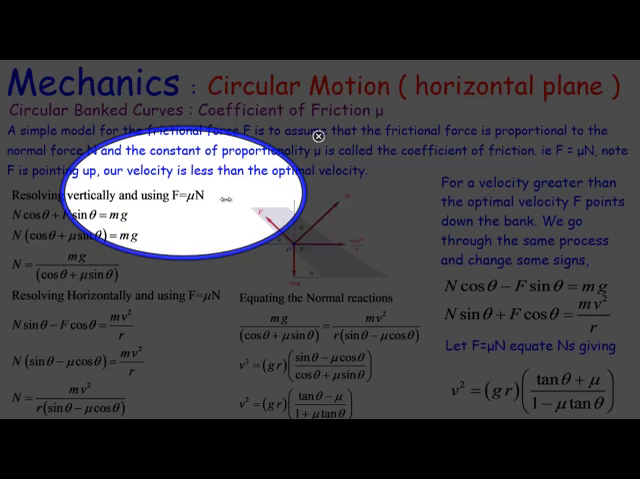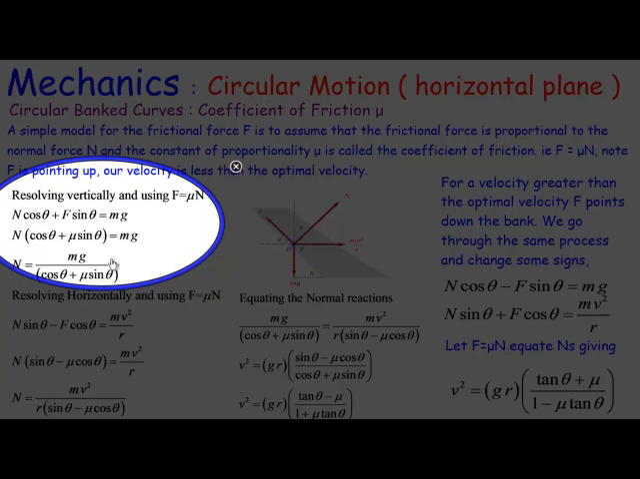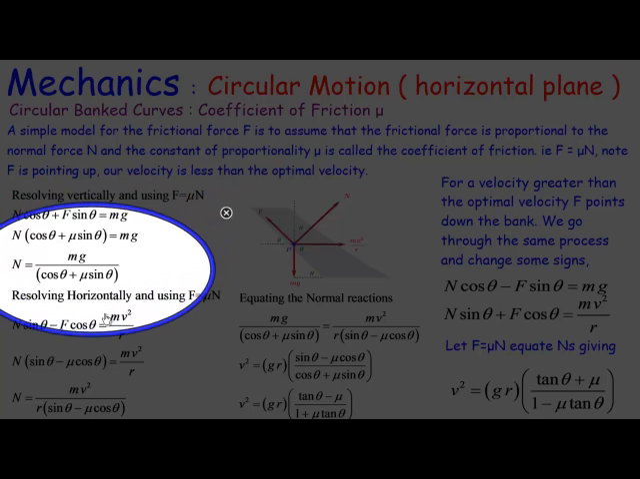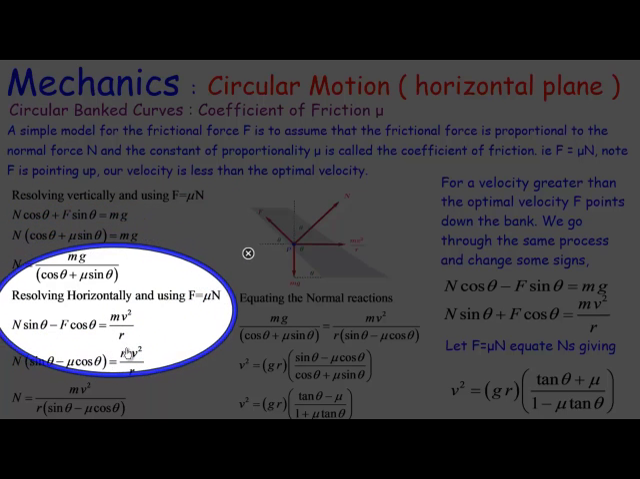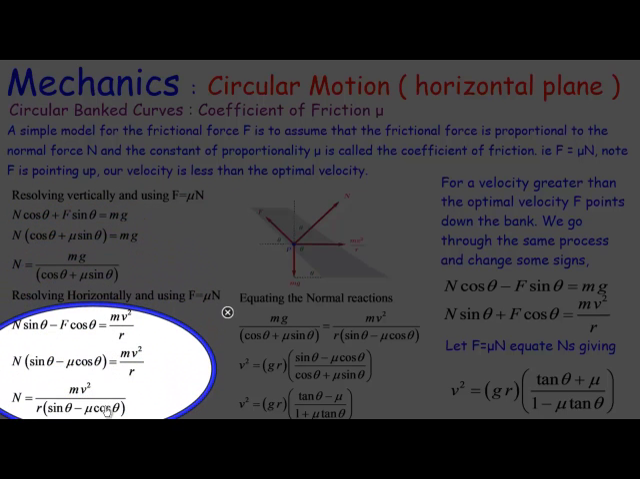I'll just show you here. I go through our original equations, and we just let F equals mu N, and then we get an expression for N. We do the same thing horizontally, let F equals mu N, and we get two expressions for N, and then we equate them. We equate the normal reactions, and then we eventually get that v squared is equal to gr times tan theta minus mu on 1 plus mu tan theta.